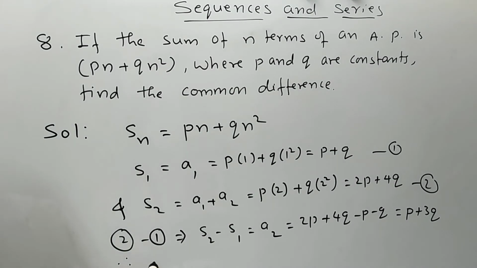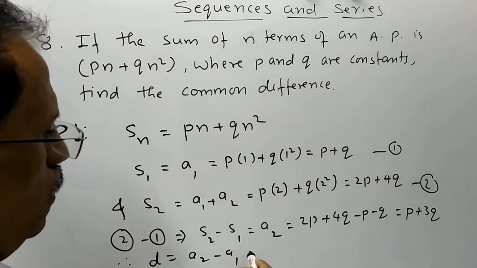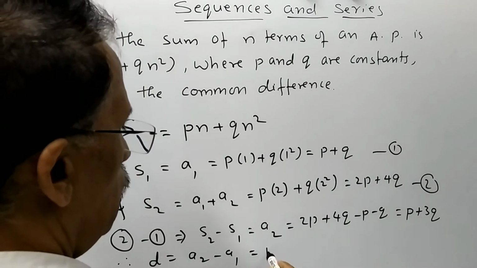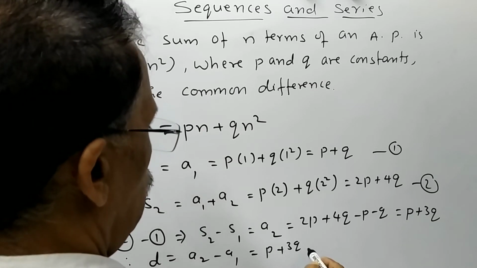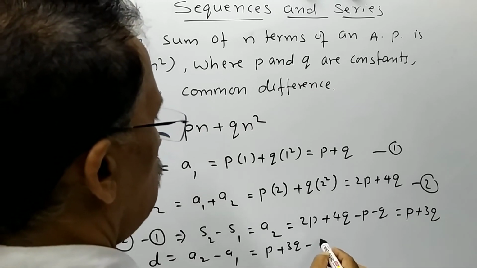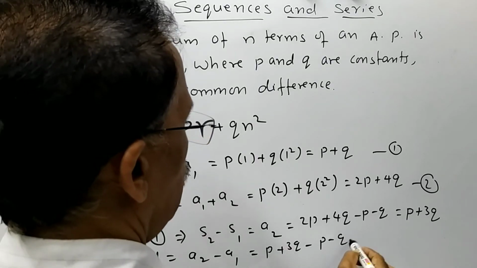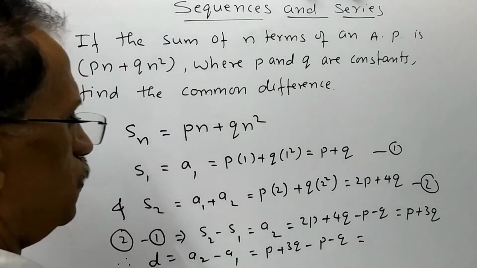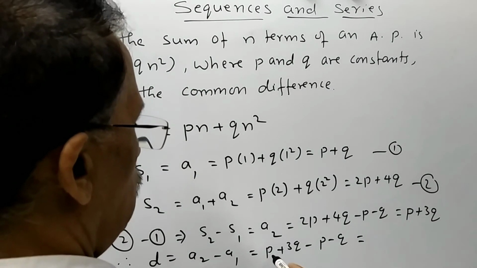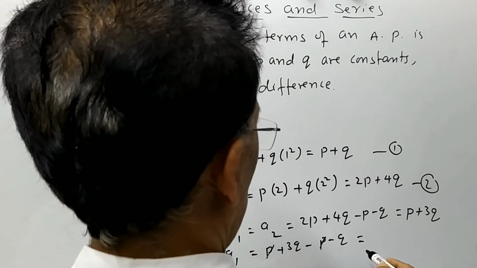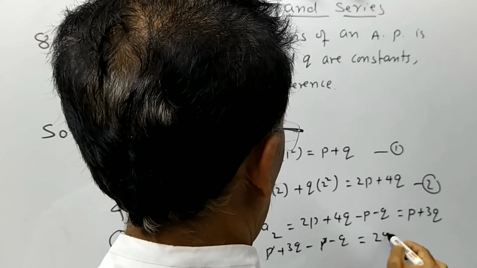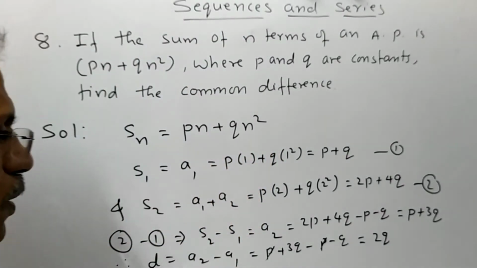Therefore, common difference d is equal to a2 minus a1 is equal to P plus 3Q minus P minus Q is equal to, P and P will get cancels, d is equal to we will get 2Q.